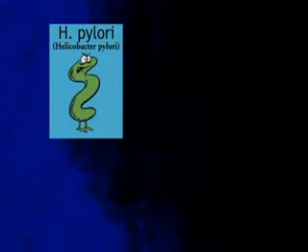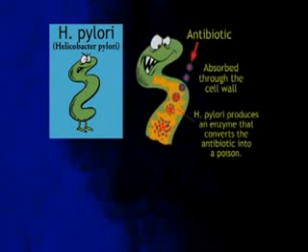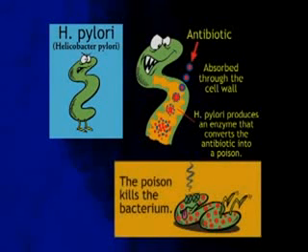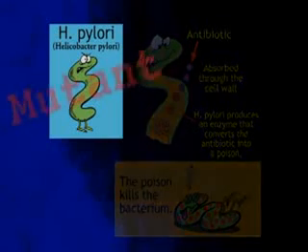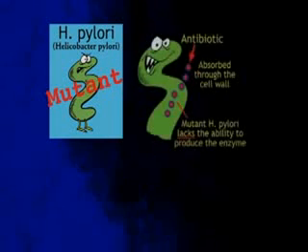There are certain kinds of bacteria. H. pylori, for example, is a certain kind of bacteria that, if you introduce an antibiotic into it, has an enzyme that will break that antibiotic down into a poison, and the poison will kill the bacterium. Well, there's a mutated form of H. pylori, and when you introduce the antibiotic into it, this particular mutation lacks the ability to produce that enzyme because it doesn't have all the information there. So it can't produce that enzyme that breaks the antibiotic down into a poison.